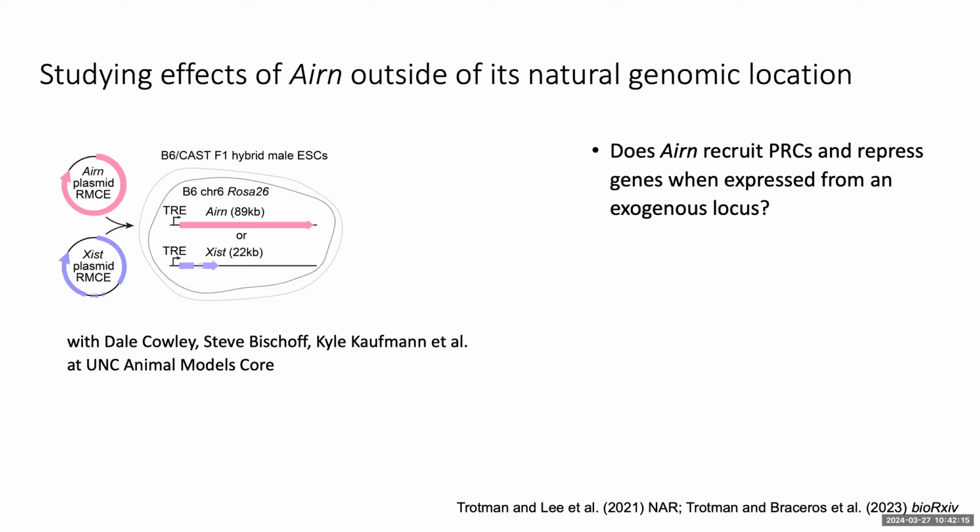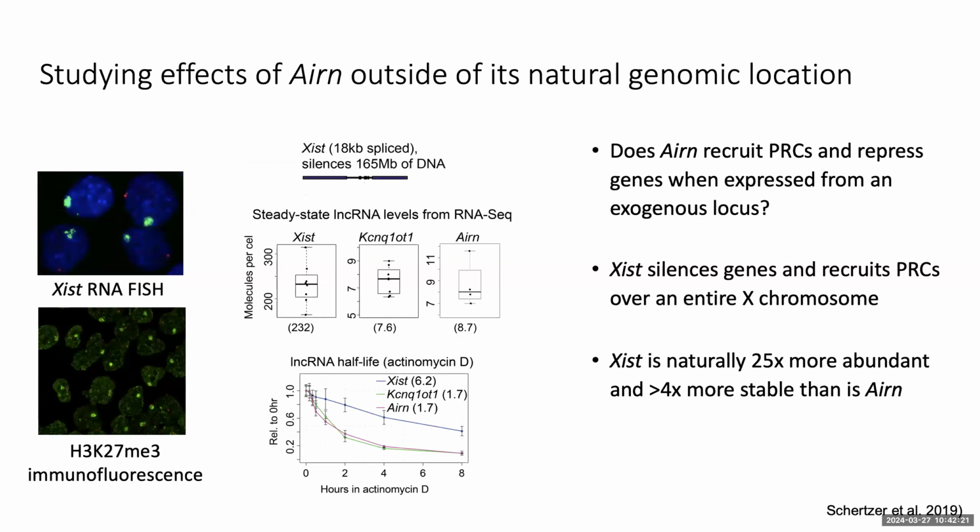And we have previously used this system to study a long non-coding RNA called Xist. Some of you on the call, I'm sure, are familiar with Xist, but if you've never heard of it before, it's another really incredible RNA. This is a gene that's expressed from the inactive X or the inactivating X, and the function of this long non-coding RNA is to silence gene expression and recruit Polycomb repressive complexes over the entire 165 million base pair X chromosome. So it has a function that's analogous to Air, but it's even better at it. It can recruit Polycomb over a whole chromosome and silence a lot of genes.